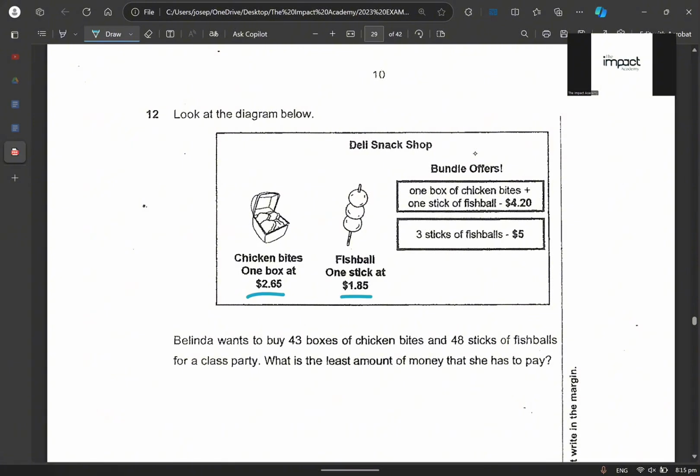Then they say, hey, got bundle offer. If you buy more, I give you more discount, correct or not? You buy 1 box of chicken bites plus 1 stick of fishball, so these two together, I give you discount. Because at first, $2.65 plus $1.85 is $4.50, but I give you 30-cent discount, $4.20. You buy 3 sticks of fishball, by right, 3 sticks will be $1.85 times 3, which is $5.55, but I give you $5.